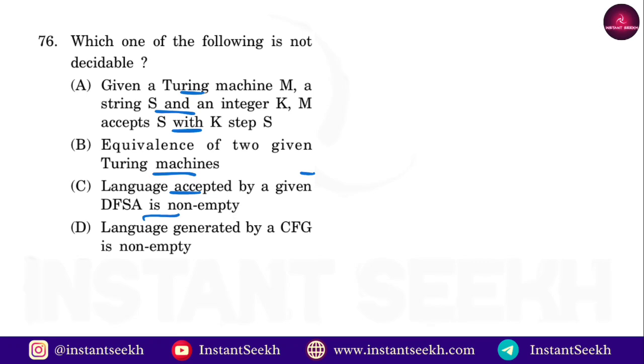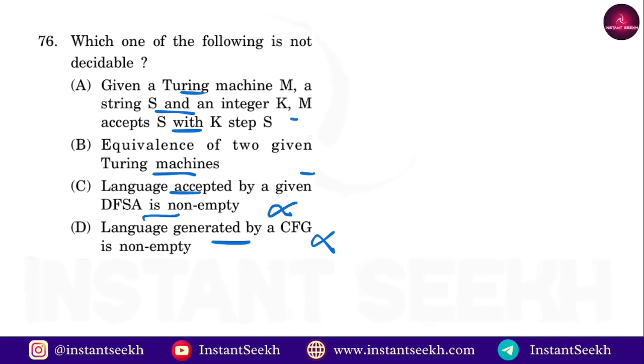Okay, so let's see one by one. एक एक options को हम देखेंगे. यहाँ पे पूछा क्या है, which of the following is not decidable, meaning it should be undecidable. If we see the last option, language generated by CFG is not empty, this can be determined. This is decidable, using reachability and generation checks. So this is not the right answer. Next, C, DFSA is not empty. We can check for final states in a DFSA. So it is decidable, and this is not the right answer.